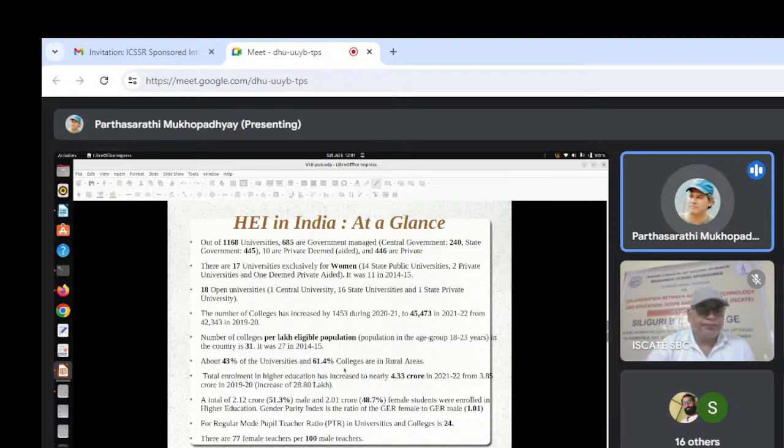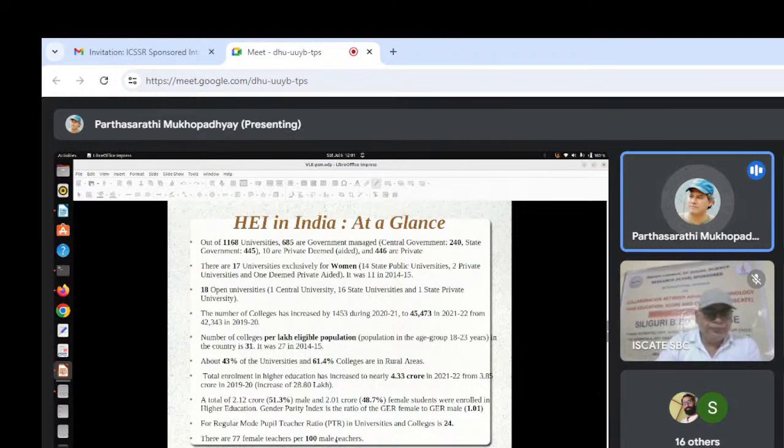43% of universities and more than 60% of the colleges are in rural areas. That's a good thing. Enrollment is increasing slightly every year. Say for example, in 19-20 it was 3.85, in 21-22 it is 4.334. Male-female ratio is to some extent matching because our gender parity index is slightly higher than 1. That means a good thing. That means we have good gender parity in higher education, 51.3 male and 48.7 female. And the PTR, pupil teacher ratio, is around 24, previously it was 22. And we have 77 female teachers per 100 male teachers.